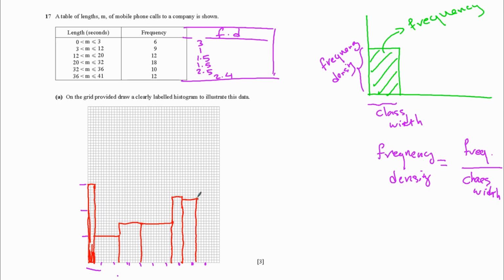So frequency density is on the vertical axis, and this is the class widths. In a way we need to make it suitable for the grid paper that has been given to us. So this is the histogram. Now I move to the next question, sorry, the same question, but a continuation of it.